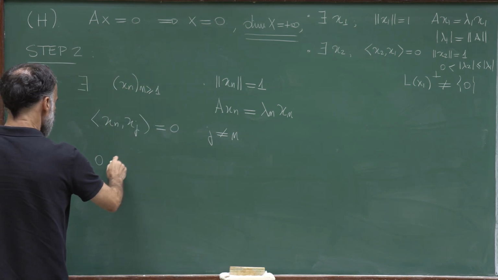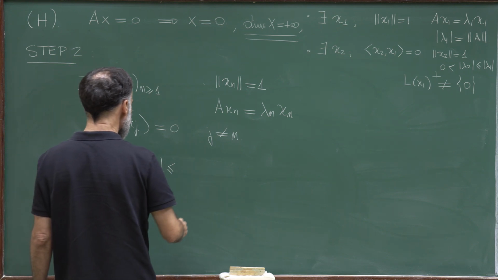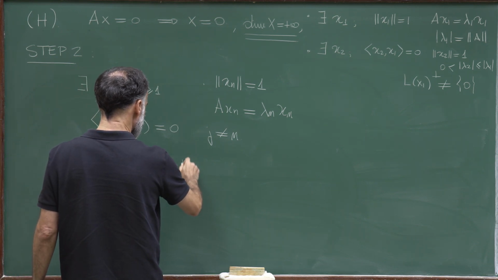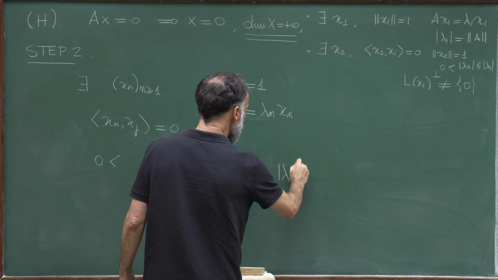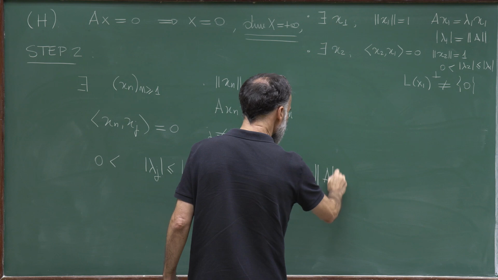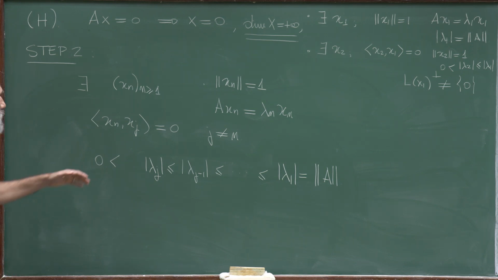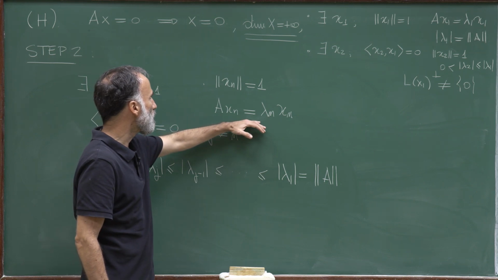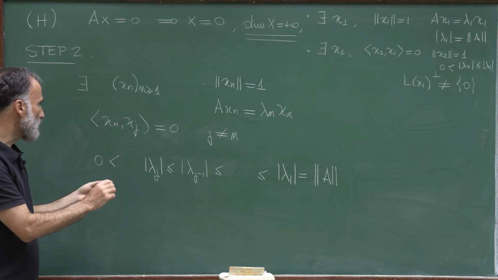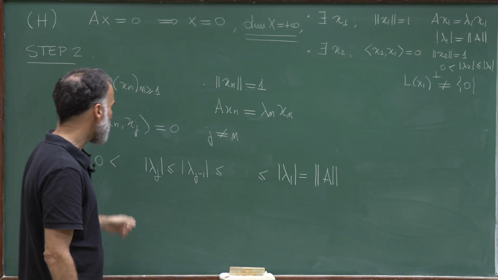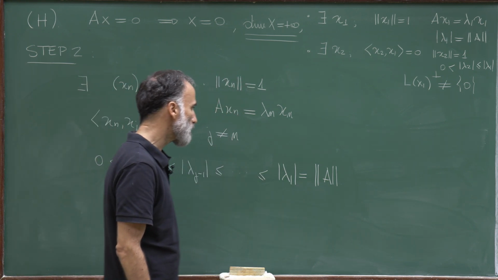And we have the following relation. Lambda j is strictly positive and less or equal than the absolute value of lambda j minus 1, down to the absolute value of lambda 1, and this lambda 1 is equal to the norm of A. So this is the conclusion of this induction argument, that we can find a countable sequence xn of eigenfunctions. These eigenfunctions have norm equal to 1. They are orthogonal among themselves, and the associated eigenvalues are decreasing in absolute value. They are all strictly positive, and the first one has absolute value equal to the norm of A.